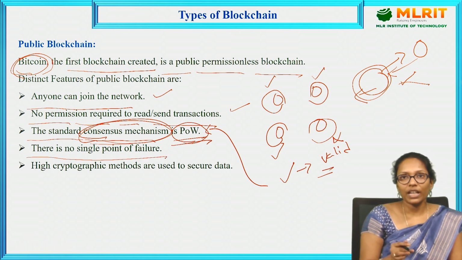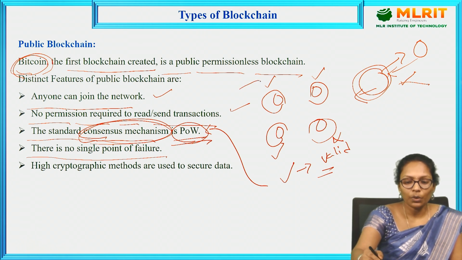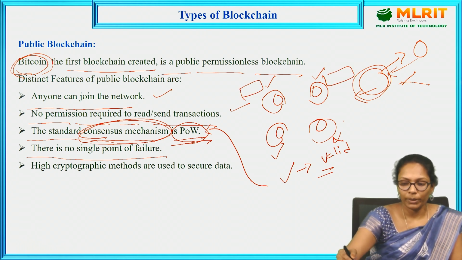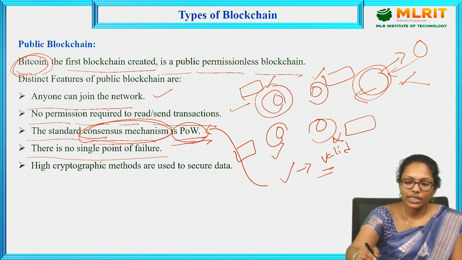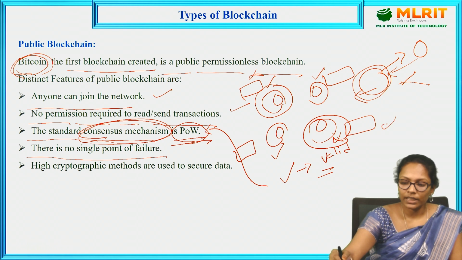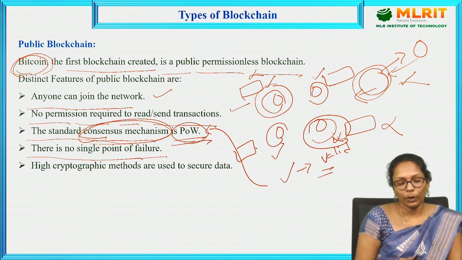So if we have a central authority or a centralized server, there is a problem with the single point of failure. But in the decentralized network, it is also distributed, right? So each and every node will maintain the ledger copy, the data copy. So if this node fails, this data will be lost. This node also fails, this data will be lost. But still we have 2 copies of the same data. So that's why there is no problem with the single point of failure.